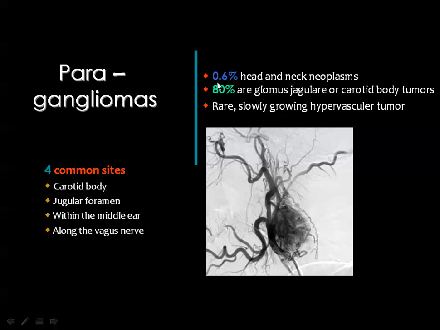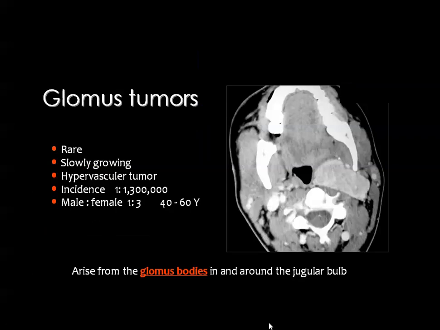This will represent about 0.5 or 0.6% of the head and neck neoplasms, and most of the lesions are in the side of the glomus jugular and the carotid body tumors. They are slowly growing hypervascular lesions, and if you have an angiogram, you can see extensive vascularity. Also in the CT, you see prominent enhancement. And the glomus tumors are seen in the head and neck at the four common sites, as I have mentioned.